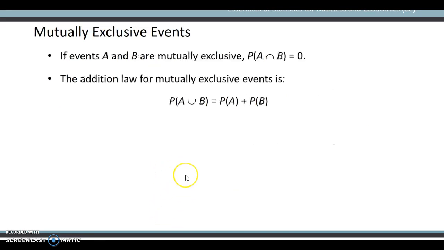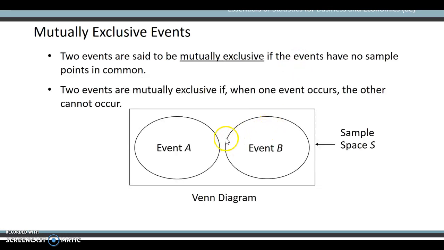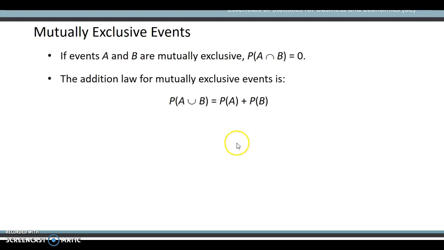If two events, A and B, are mutually exclusive, the probability of A intersect B is 0. There is no common area in this Venn diagram that is included in both A and B. Therefore, they're mutually exclusive, and we have a short rule here.